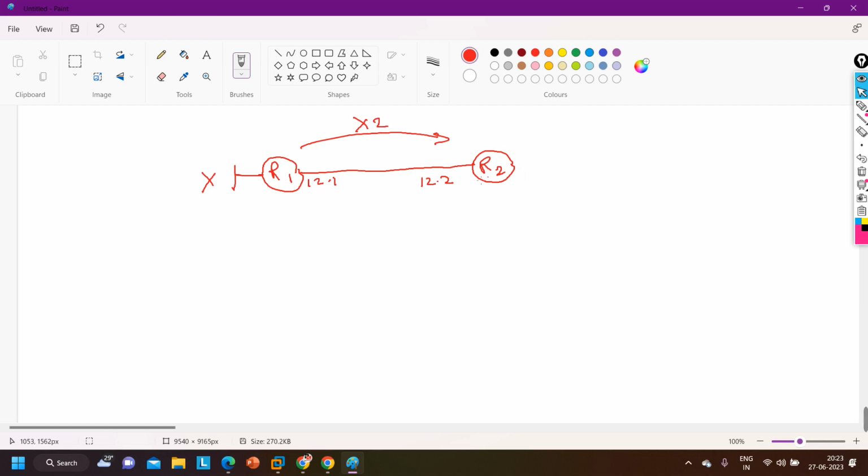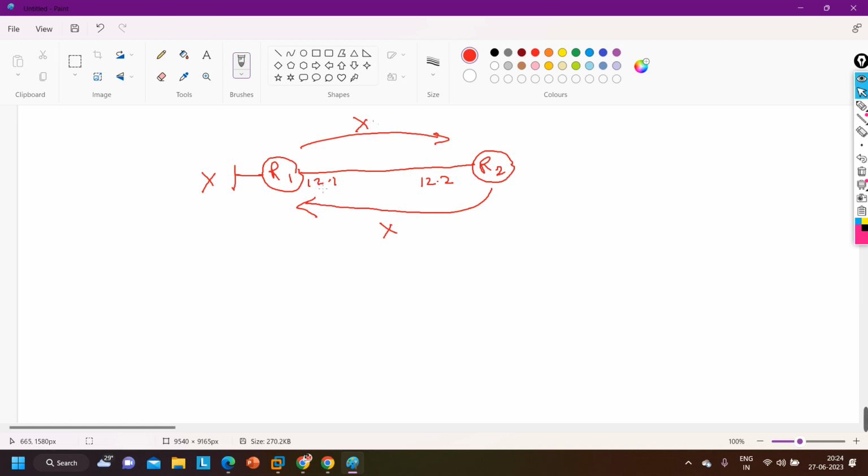Now router 2 has received one network. Definitely it will advertise that network to its neighbor. So router 2 will also send that network information to R1. Yes or no? Yes, sir. And this is what? This is a loop, guys, because router 1 advertised network X and it is receiving the same network information from its neighbor. So this is a loop.